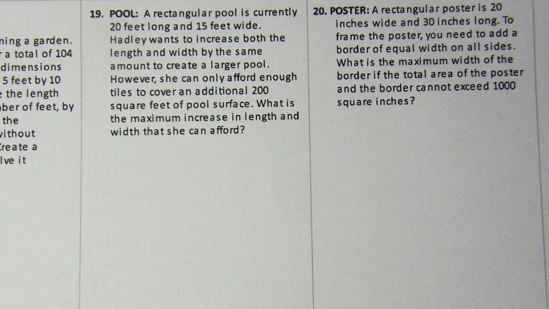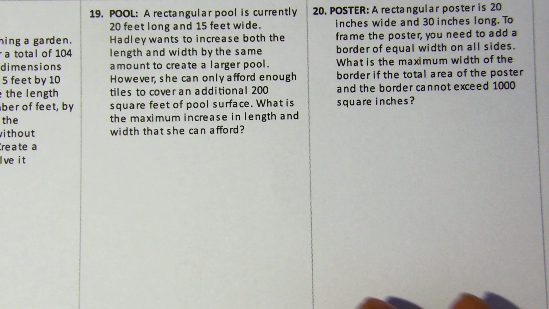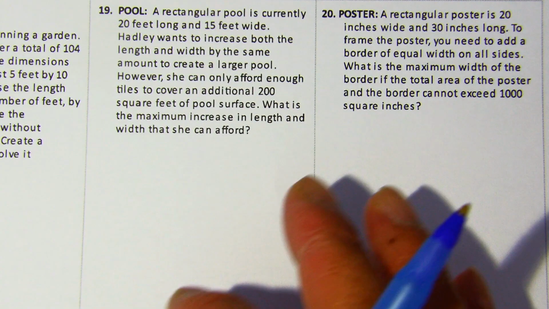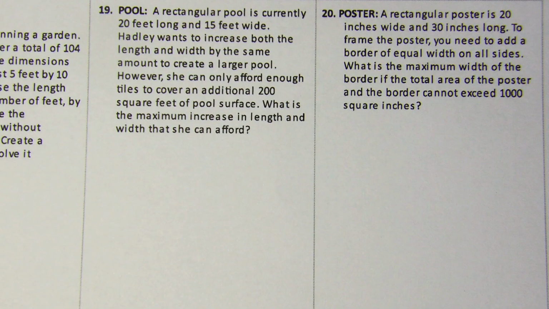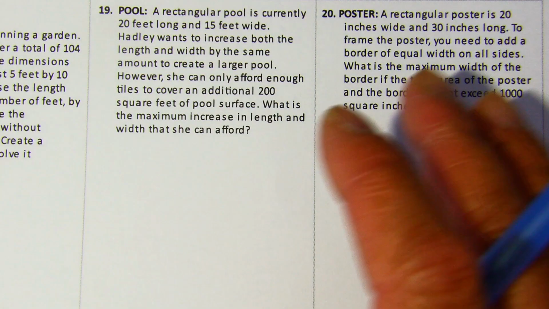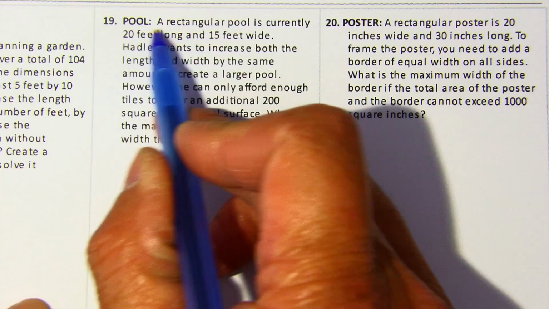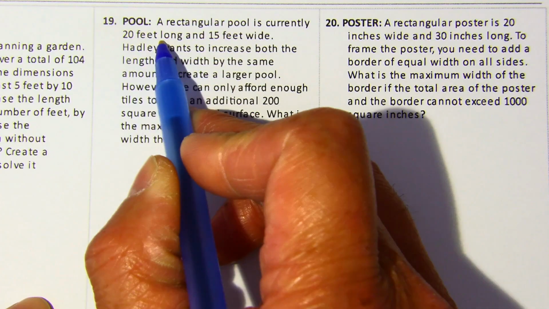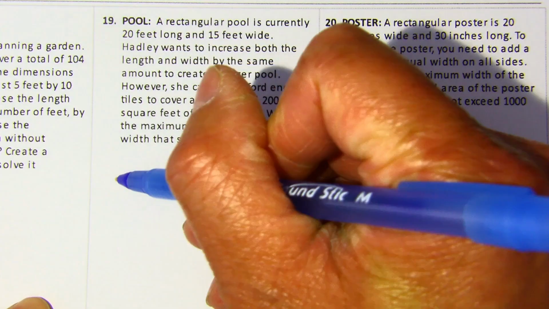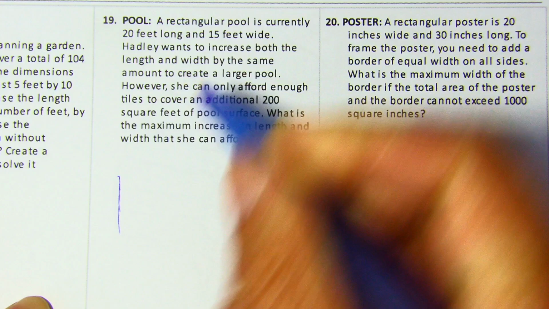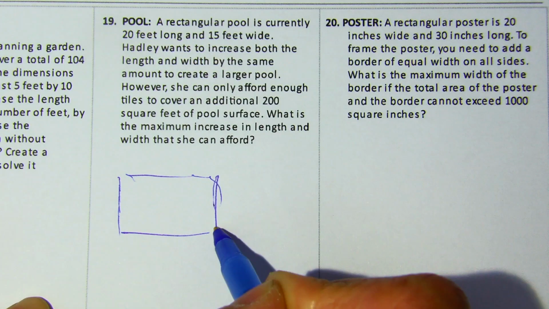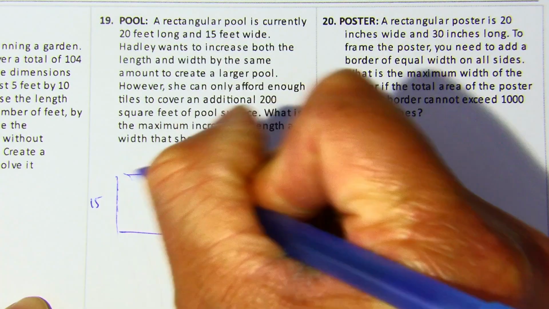Okay, so in 1.75, instead of number 19, I think it was the fencing problem, I'm replacing it with this pool problem. A rectangular pool is currently 20 feet long and 15 feet wide. So you draw a picture. This is 15 and 20.